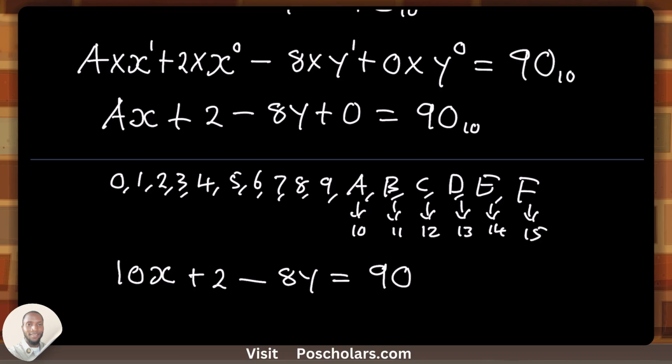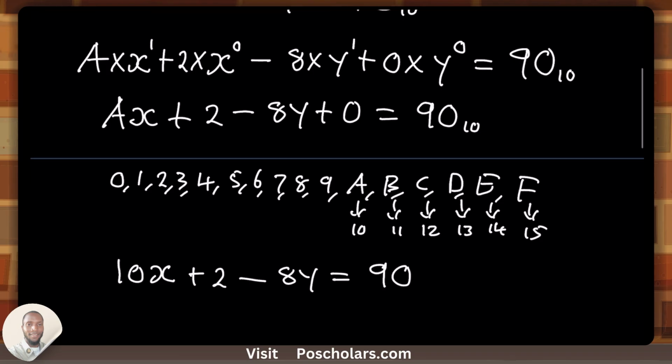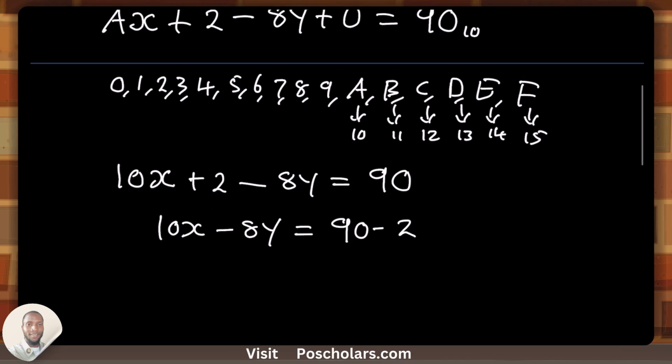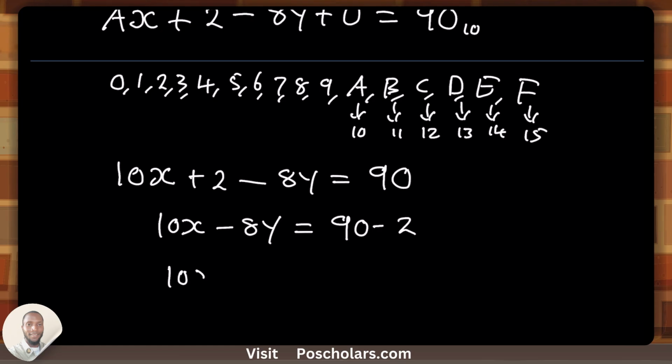So there's no need for me to write base 10, since the normal calculation we always do is in base 10. Now I want to get rid of this 2. To do that, I will subtract 2 from the left hand side and from the right hand side. I'll be left with 10x minus 8y on the left hand side and 90 minus 2 on the right hand side. So I'll have 10x minus 8y equal 90 minus 2, which gives 88.